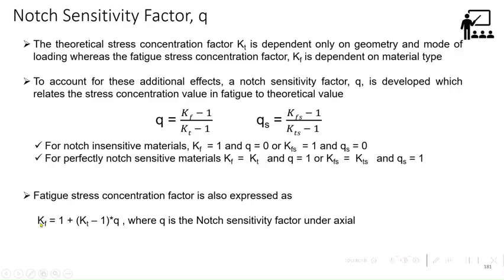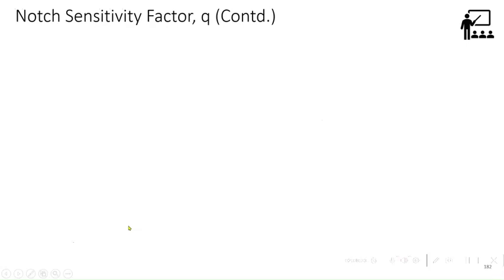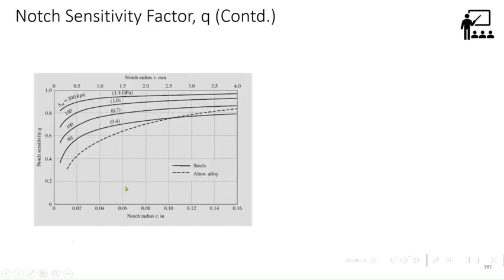So the fatigue stress concentration factor is also expressed as follows. To get a Kf value, this is what is given: Kf equals 1 plus (Kt minus 1) times q. Kt, of course, you can find for a given geometry. But again, how do you get the notch sensitivity q? Then again you have to refer to some handbook. See, this is what is given, with the x-axis being notch radius in mm, also inch, and the q factor.